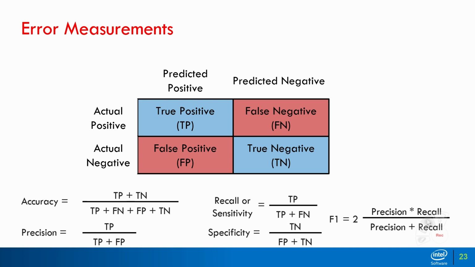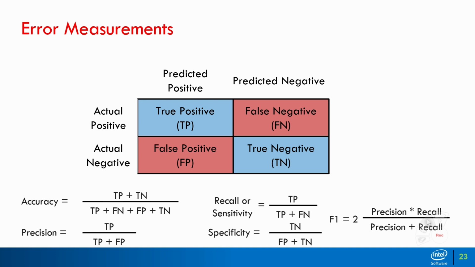Now we've discussed 4 widely used error measures. Accuracy is a good measure for balanced datasets. Recall is proper when false negatives are more expensive than false positives. Precision is useful when the correct prediction of positive data is essential.